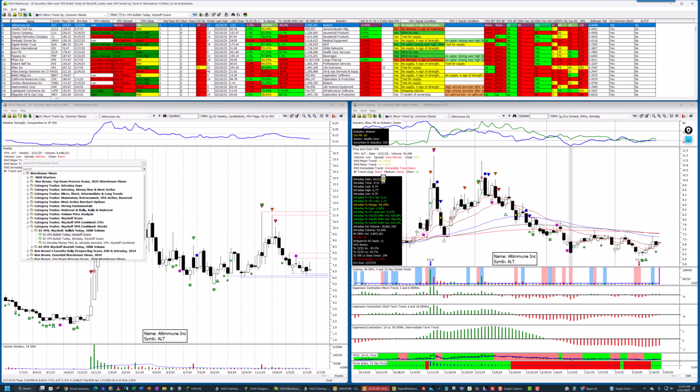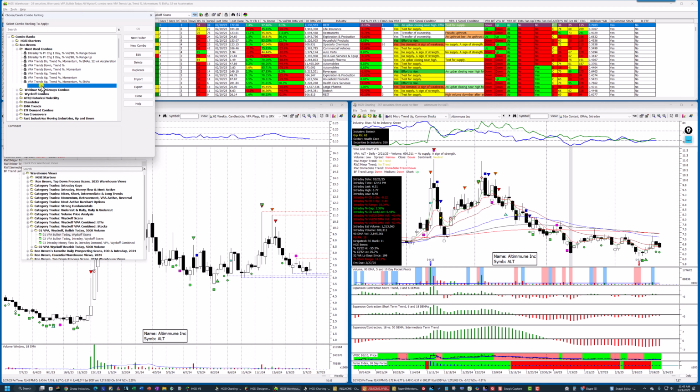And this is end of day, and I want to point something out. I've been altering some of my views, and I put a different combo in here. If you click on combo, and in my most used combos, this is the one I'm using. It's called VPA Trends Up, Trend Percentage, Momentum, Percent EMAs, and 52-week acceleration. That's a mouthful, but I did this just to identify it, and I'm going to open it up and show you what this does.